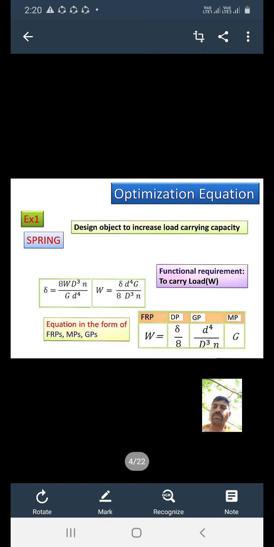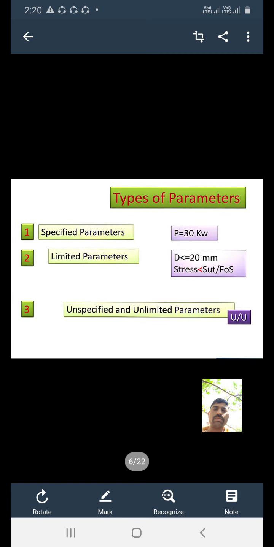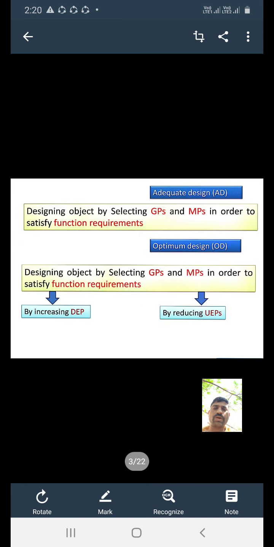First is the preliminary design equation. It is also called the primary design equation. Then the subsidiary design equation, also called the secondary design equation. And third is the limit equation or constraint, denoted by LE. What is the primary design equation? We will see them one by one.